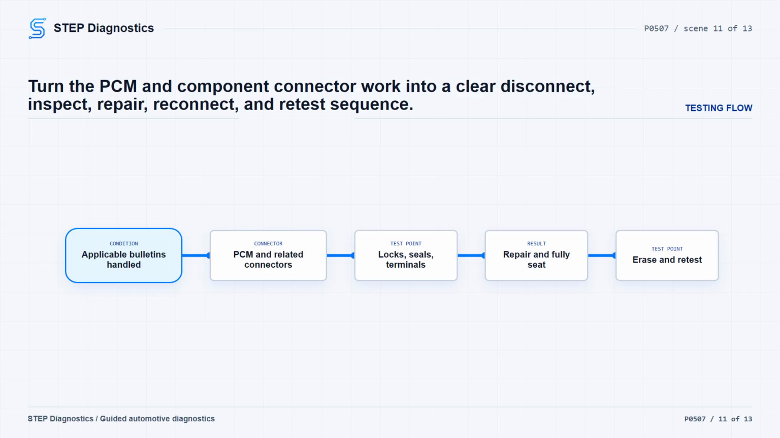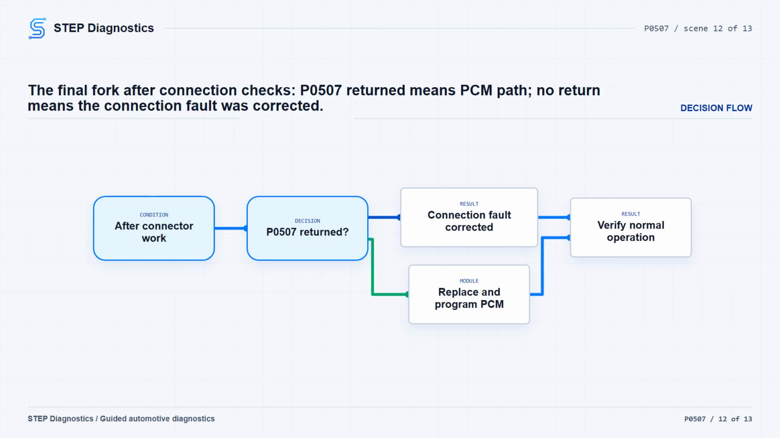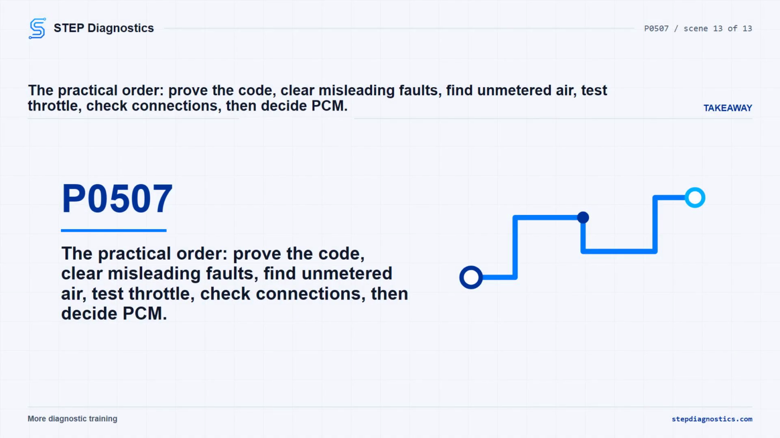Erase the codes, test drive or operate the vehicle under the monitored and fault-setting conditions, and read the codes again. If P0507 returns after the connector inspection, repairs, reconnection, code erase, and repeat operation under the correct conditions, the path calls for replacing and programming the PCM, then verifying the repair. If the code does not return, the wiring or poor connection problem has been corrected. Keep verification separate from the testing. After the repair, confirm normal operation and make sure P0507 stays gone.